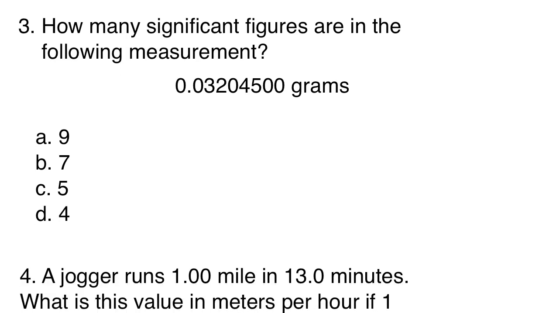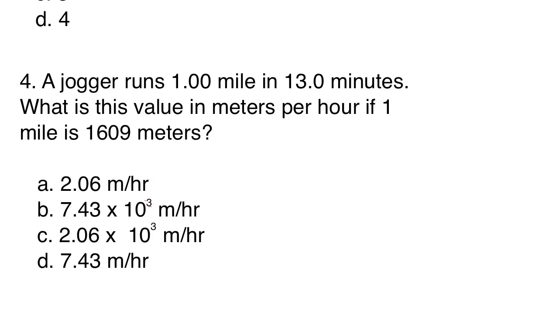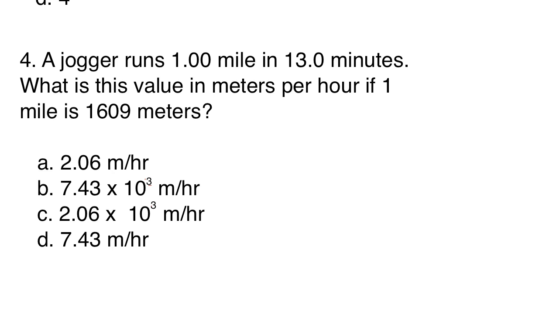Number three, how many significant figures are in the following measurement? So you take a look at this measurement, probably came from a scale given that it's grams, and you need to determine the number of significant figures that should be reported based on this number. Is it 9, 7, 5, or 4? And then finally, for number 4, a jogger runs 1.00 miles in 13 minutes. What is this value in meters per hour if 1 mile is equal to 1,609 meters? So those are the 4 questions we're going to use to practice here.